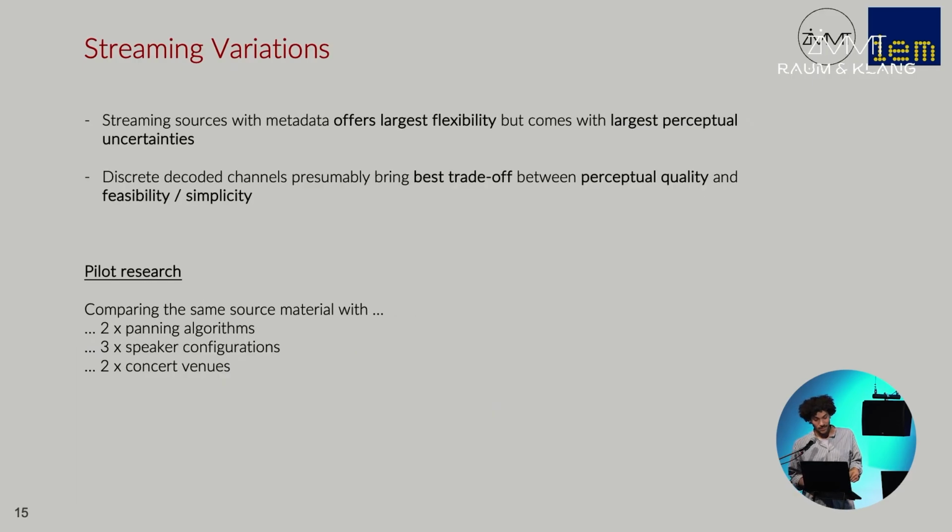So we can sum up that the streaming of sources with metadata offers the largest flexibility, but also comes at the price of the largest perceptual uncertainties, while the discrete decoded channels seem to offer quite a good trade-off in terms of perceptual quality and feasibility or simplicity. So what we did is to do a first listening experiment or pilot test in which we compared two rendering algorithms with 3 different speaker configurations and 2 concert venues.